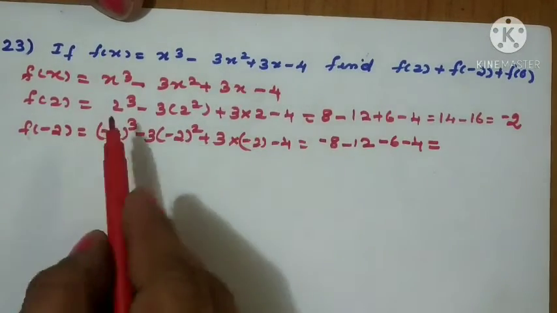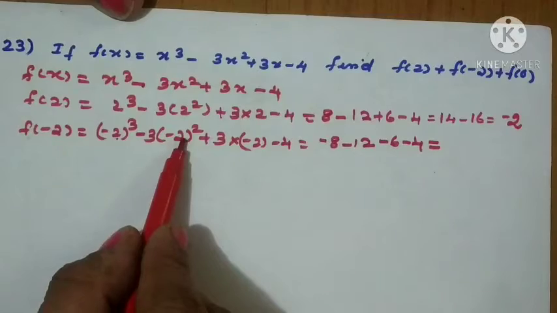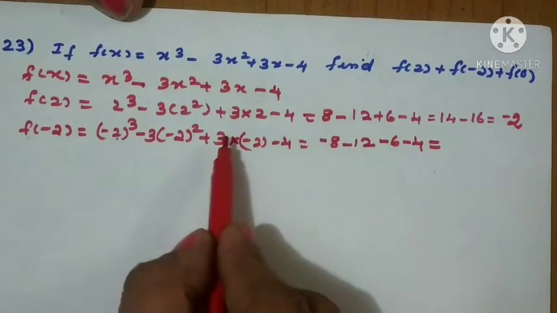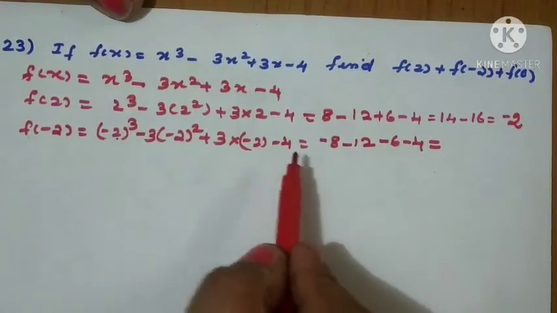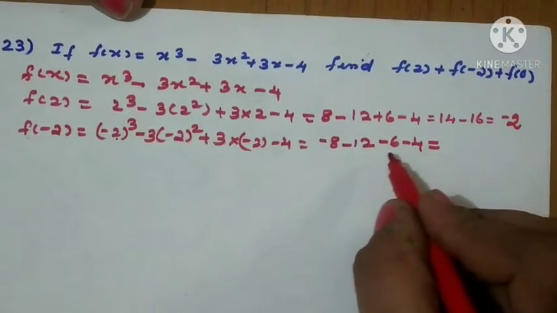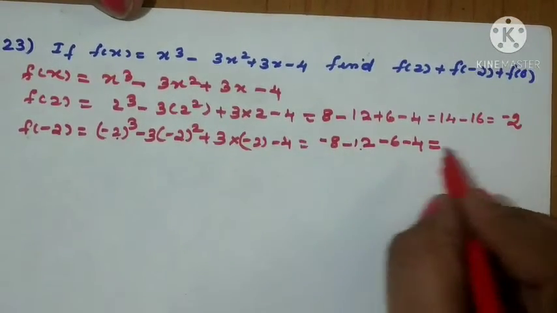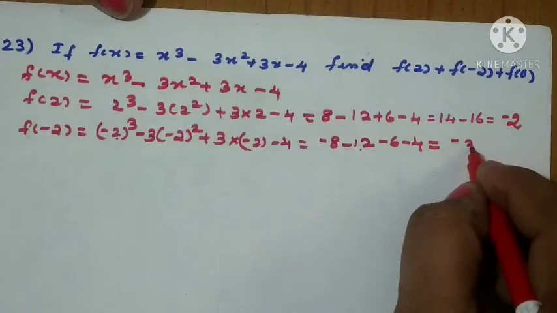Once again we can check. It is minus 8 will come. Here plus into minus will come. Again plus into minus, again minus 4. So 6 plus 4 is 10, 12 plus 8 is 20, 20 plus 10 is 30 only. The answer is minus 30.